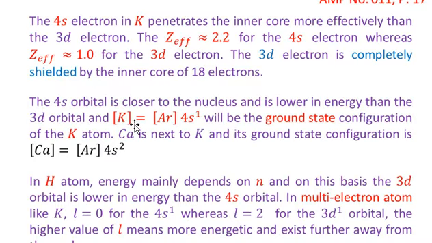Thus, the electronic configuration of potassium can be written as the electronic configuration of argon, and then we have 4s1. So the 4s1 electron will form the ground state of the potassium atom, and this will be the ground state configuration of the potassium atom. Calcium is next to potassium and its ground state configuration is 4s2.